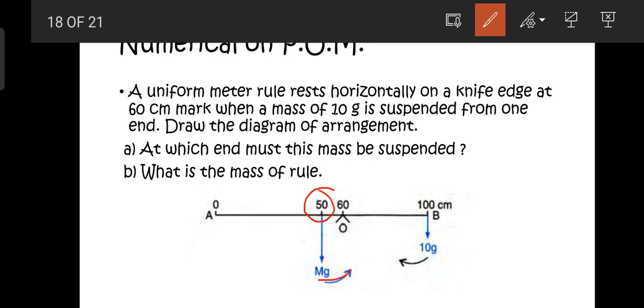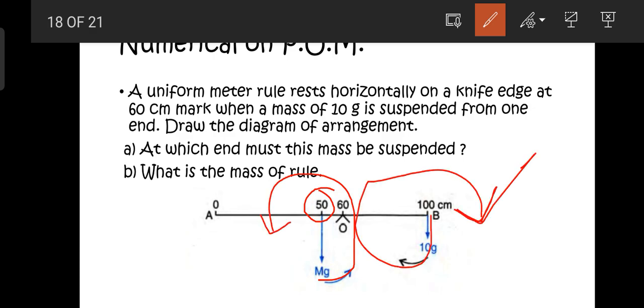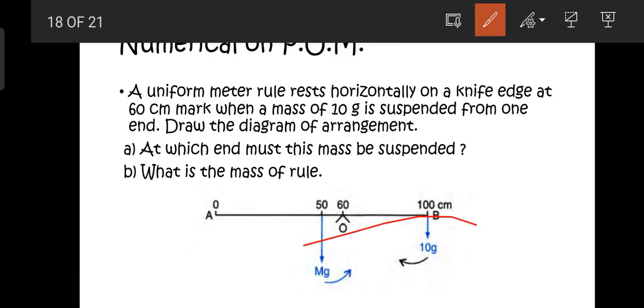Now this is anti-clockwise and this is clockwise, so this means that the sum of this is equal to the sum of this. Now let's solve it.